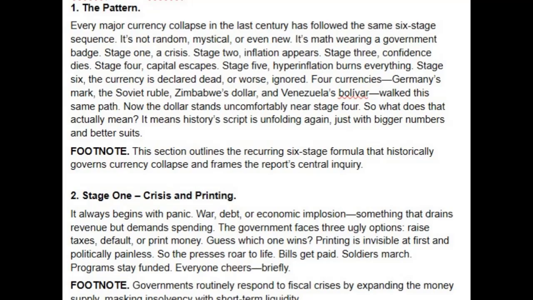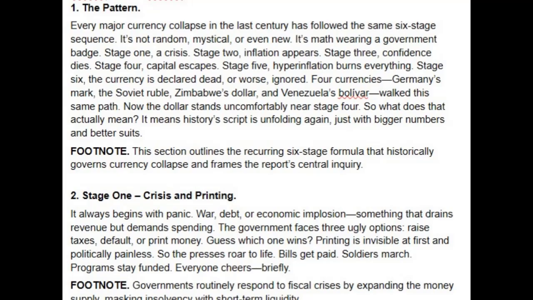Stage 1, a crisis. Stage 2, inflation appears. Stage 3, confidence dies. Stage 4, capital escapes. Stage 5, hyperinflation burns everything. Stage 6, the currency is declared dead, or worse, ignored. 4 currencies, Germany's mark, the Soviet ruble, Zimbabwe's dollar, and Venezuela's bolivar, walk this same path.